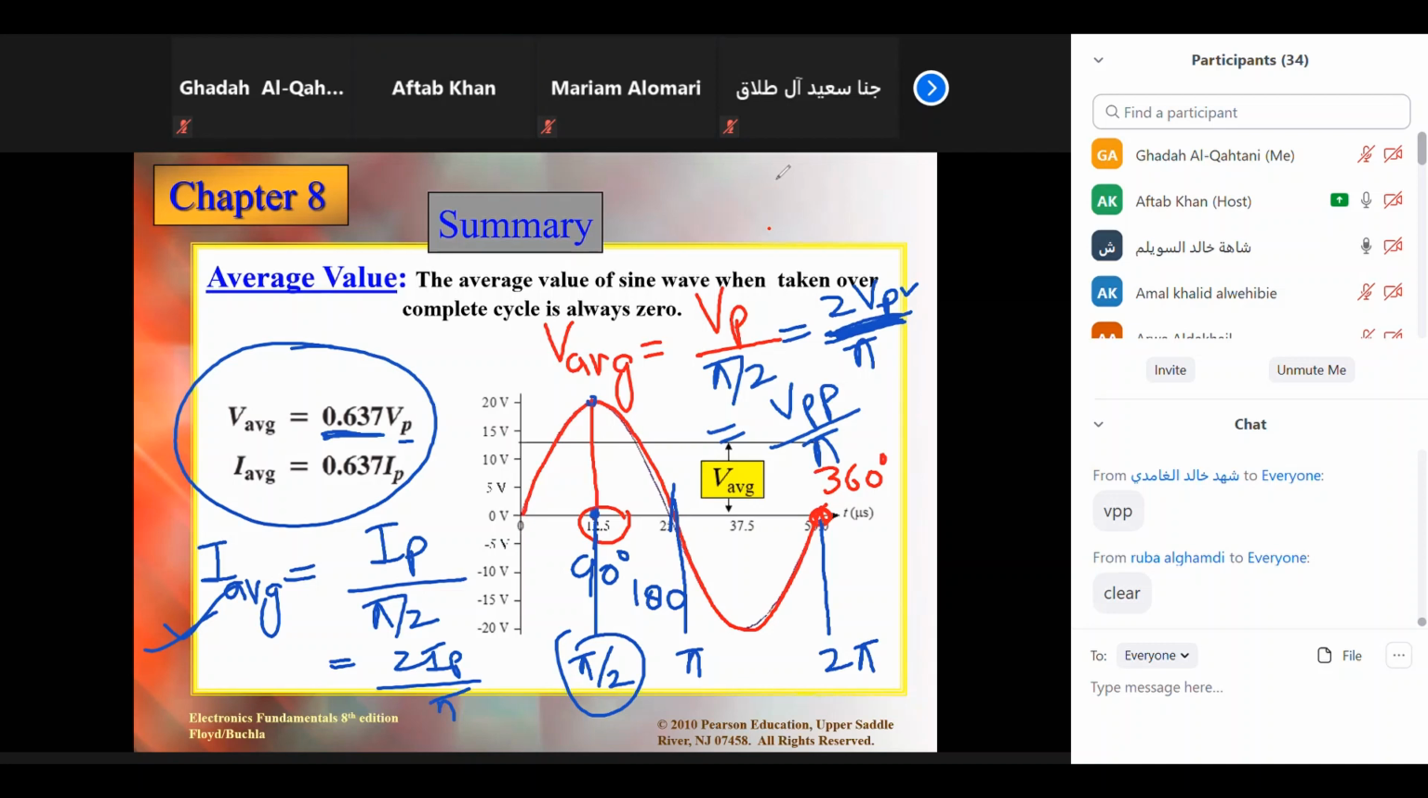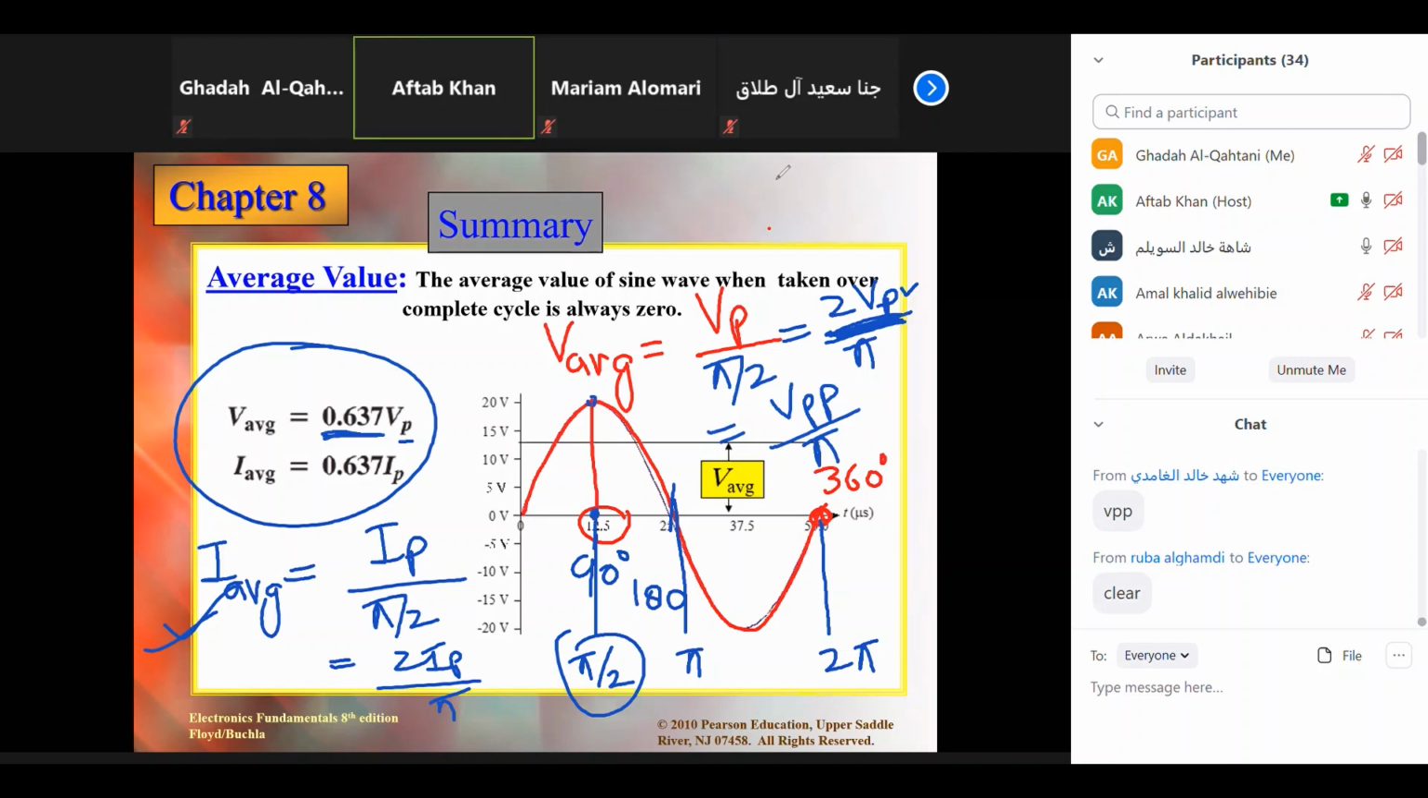Doctor, when you say VRMS is equal to VPP over 2 multiplied by square root of 2, how do we find 2 multiplied by square root of 2 quickly? Understand? By the calculator? No, Doctor, can I write it, please?